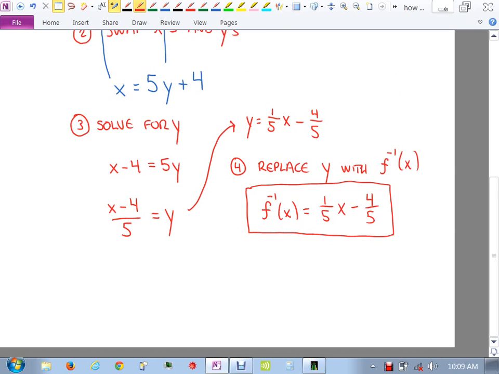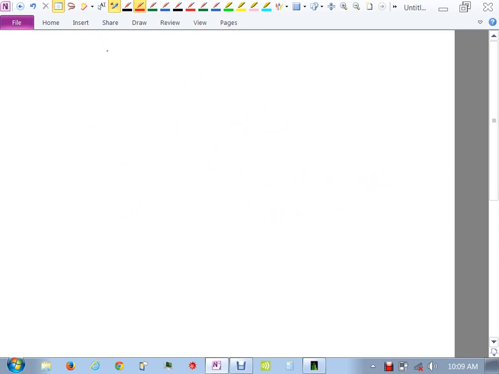Now, I'm going to write down on a new page the two functions next to each other. We had f of x was, what was it? 5x plus 4. And we just figured out, we think that the inverse function is 1/5 x minus 4/5. That's what we came up with, right? How is it that I know that that's the inverse, though? How could I tell?